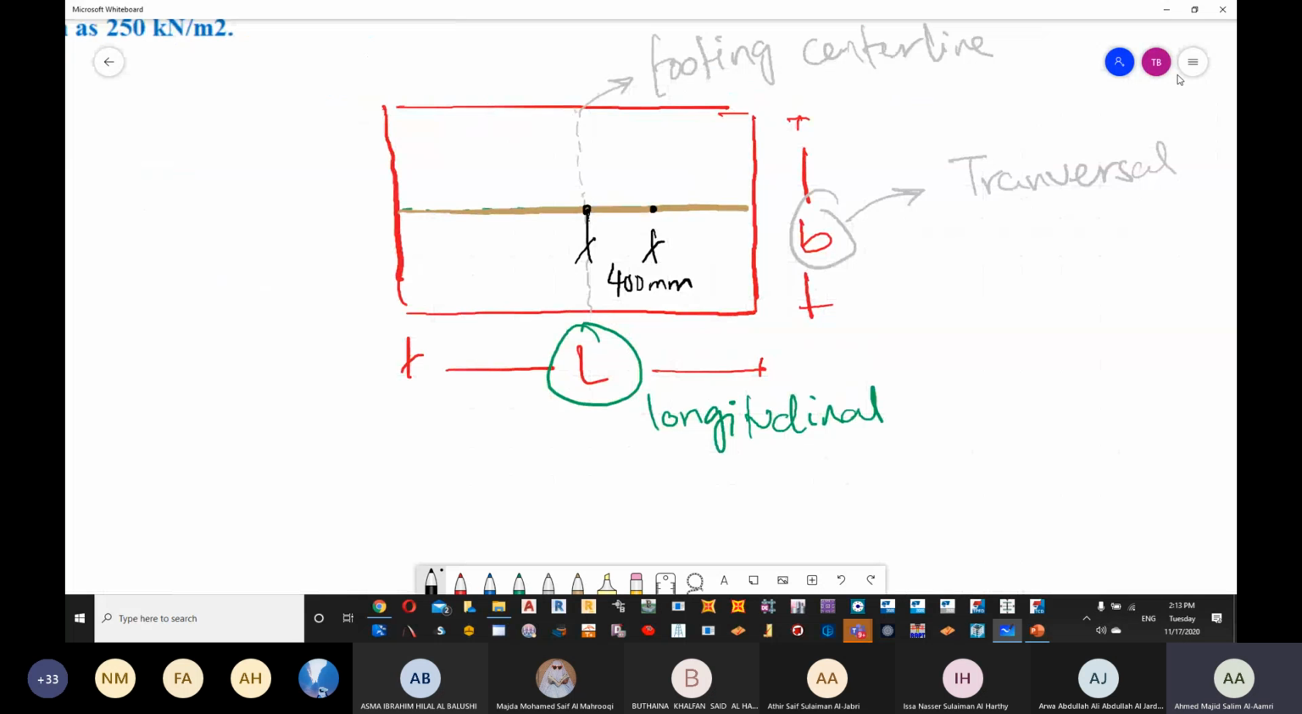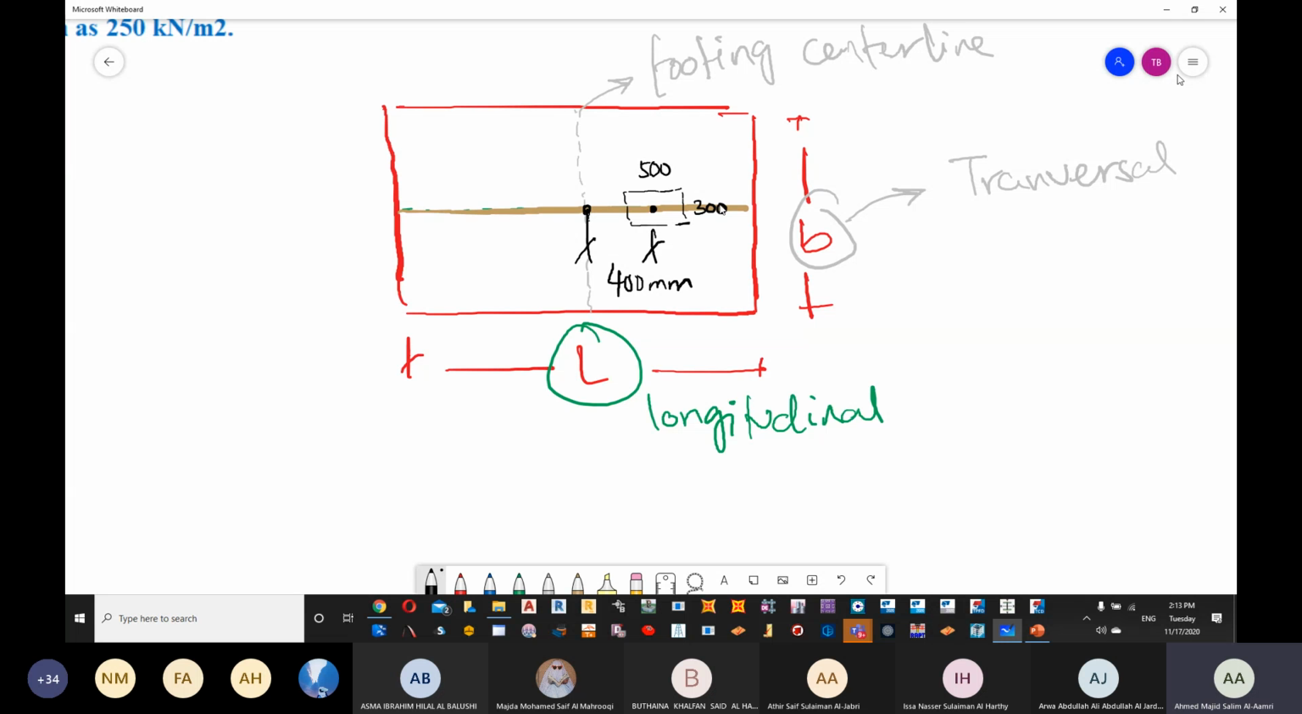Okay. So once again, we have a column. The column is 500 by 300. Always try to make the longer dimension of the column go with the longer dimension of the foundation, and the shorter dimension of the column go with the shorter direction of the foundation.